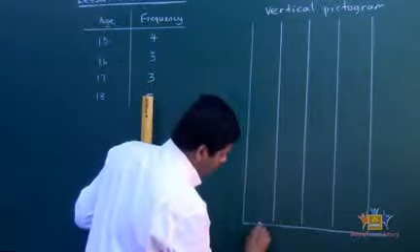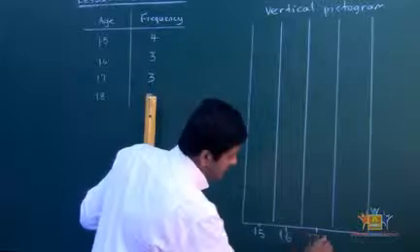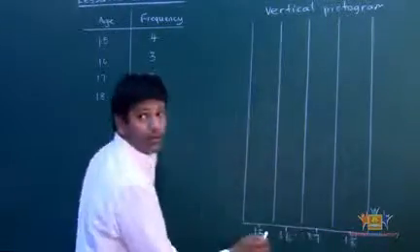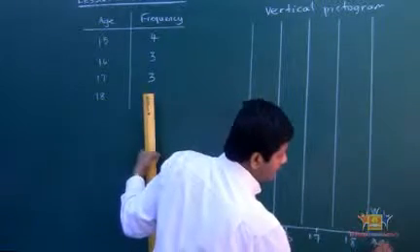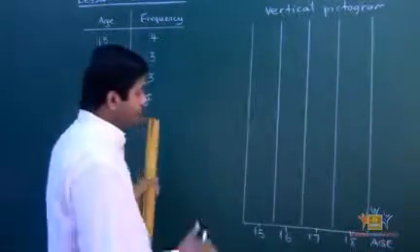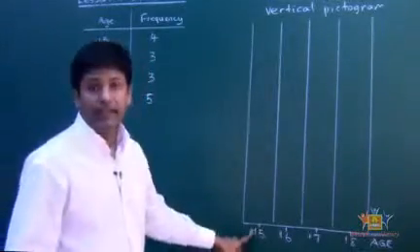Okay, and you know this is going to be for 15, 16, 17 and 18. And what they represent? Age. All right, that's the age. So we can just put an age right there. All right, so now what we're going to do is we're going to start with 15.